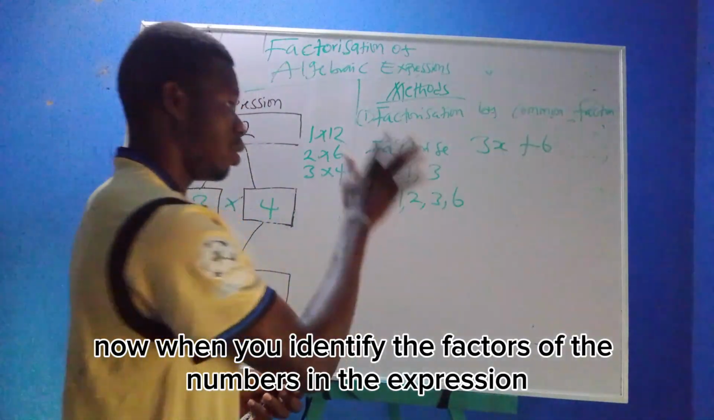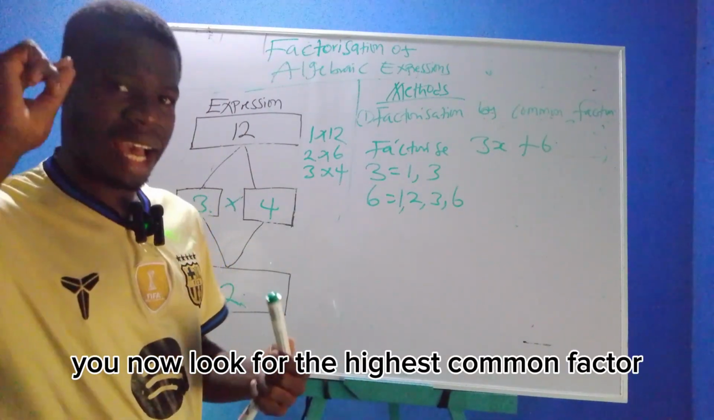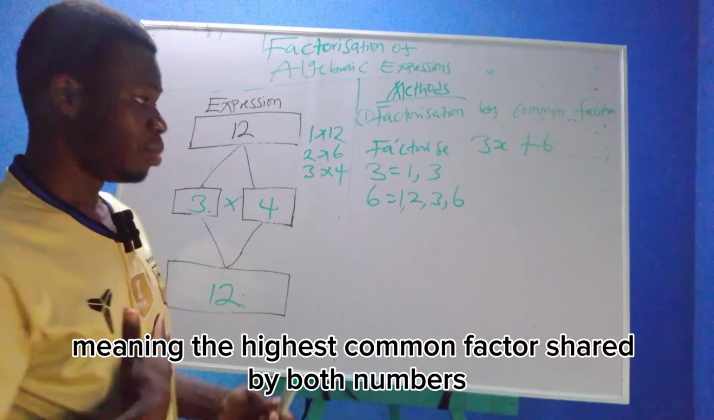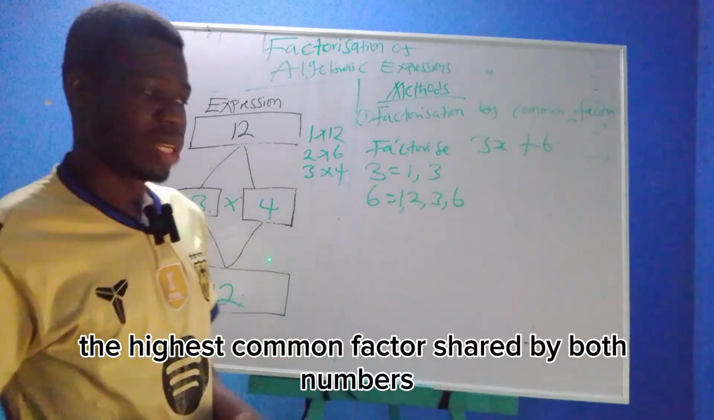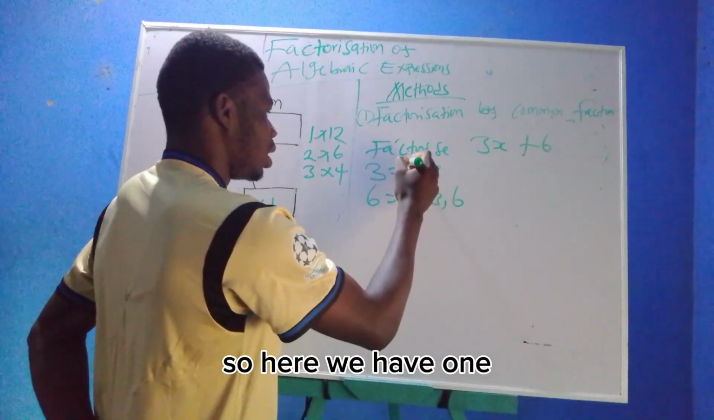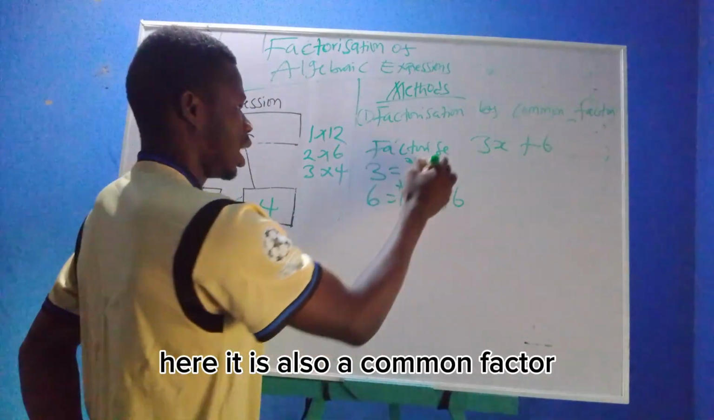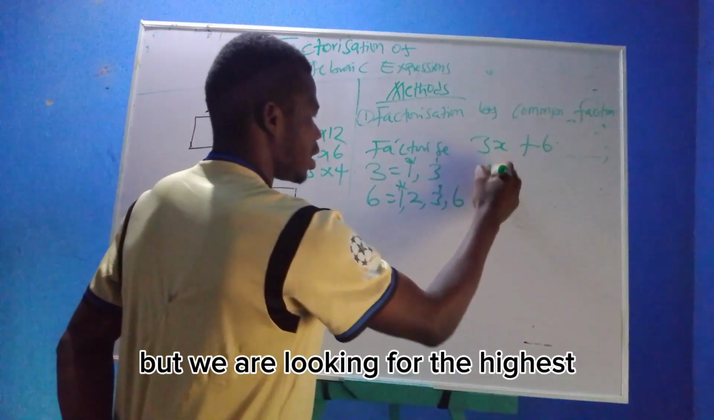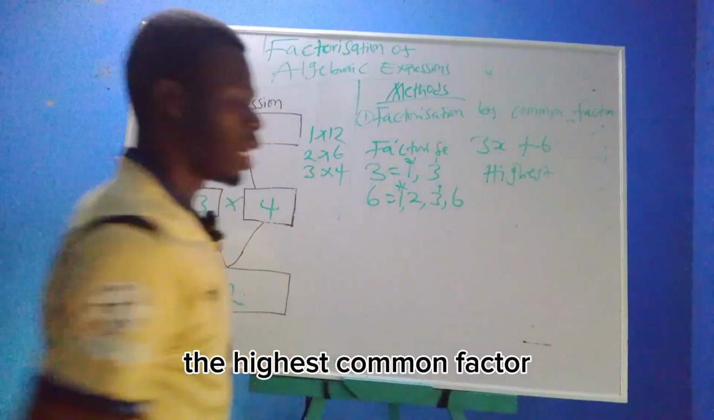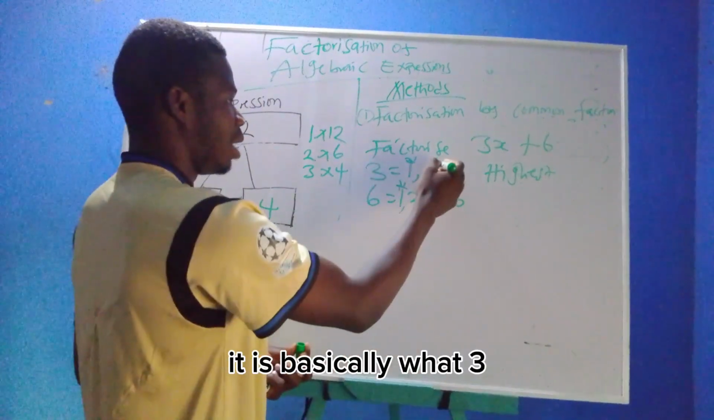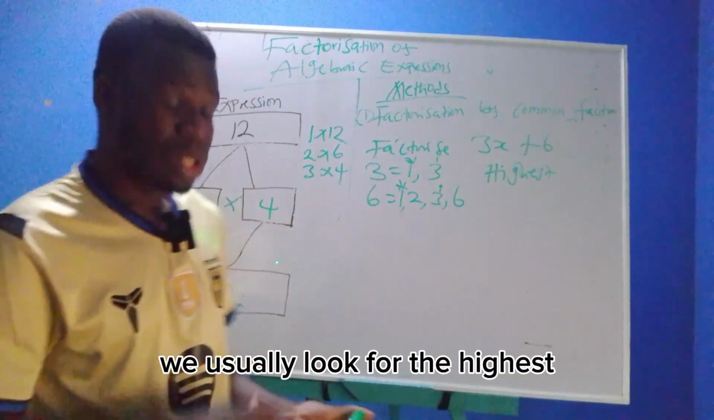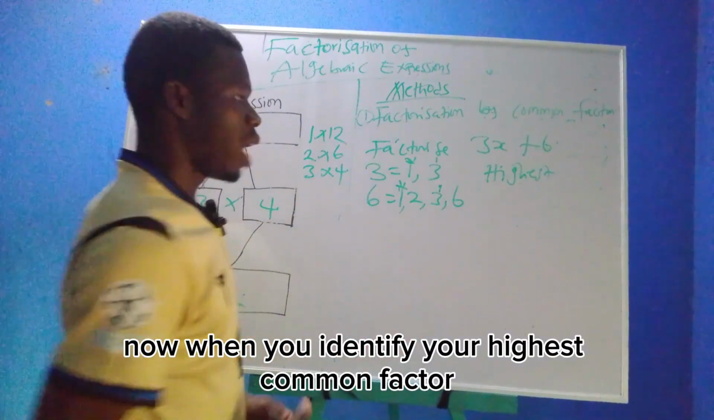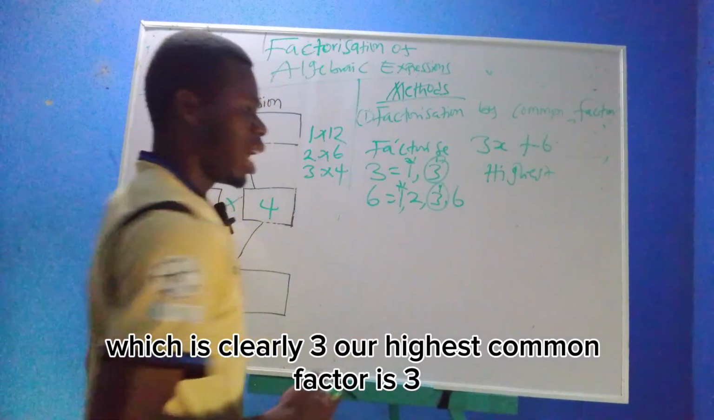Now, when you identify the factors of the numbers in the expression, you look for the highest common factor, meaning the highest factor shared by both numbers. So here we have 1, and another 1 here. It is a common factor. We have 3 and 3. This is also a common factor. But we are looking for the highest common factor. So between 1 and 3, which one is highest? It is basically 3. So in the common factor method, we usually look for the largest number that is common to both of them. Now, when you identify your highest common factor, which is clearly 3, our highest common factor is 3.